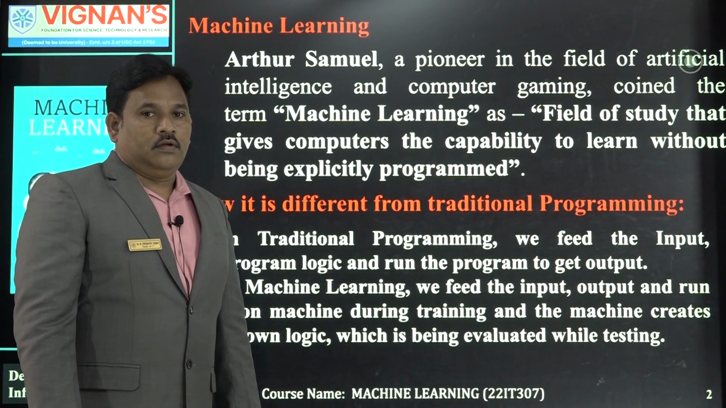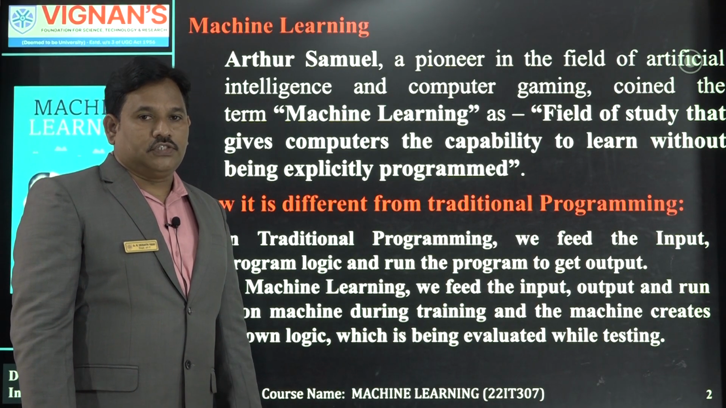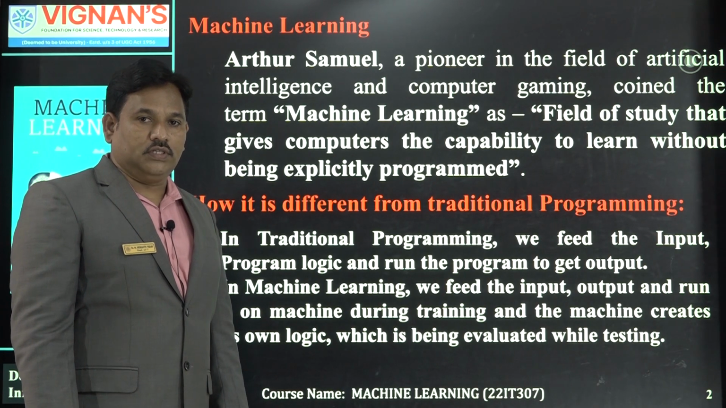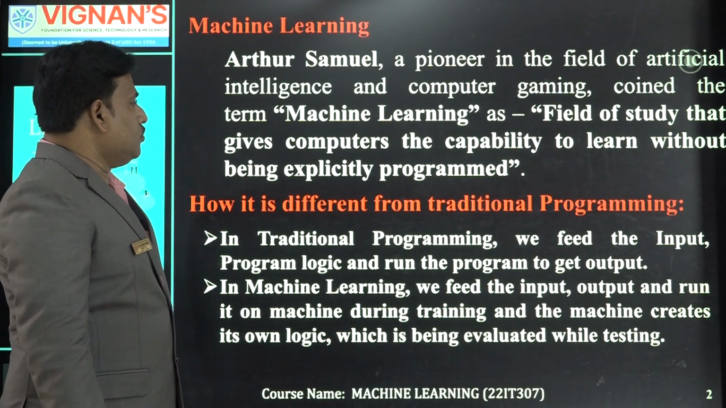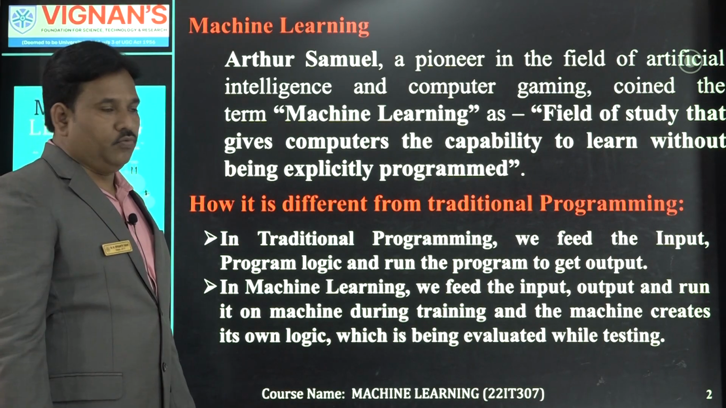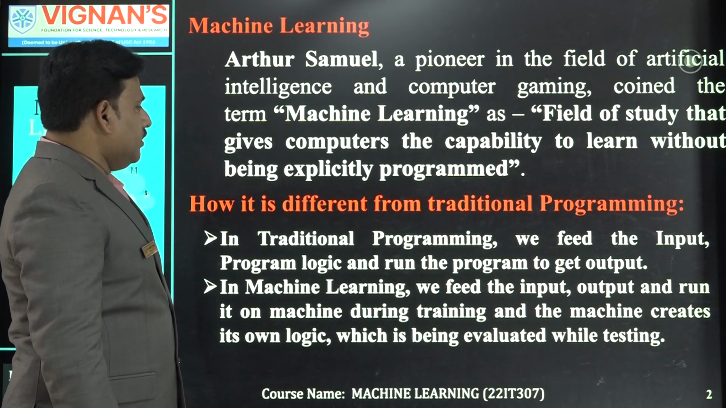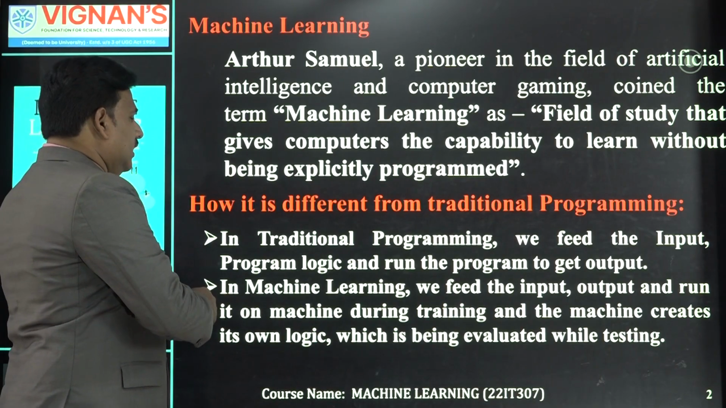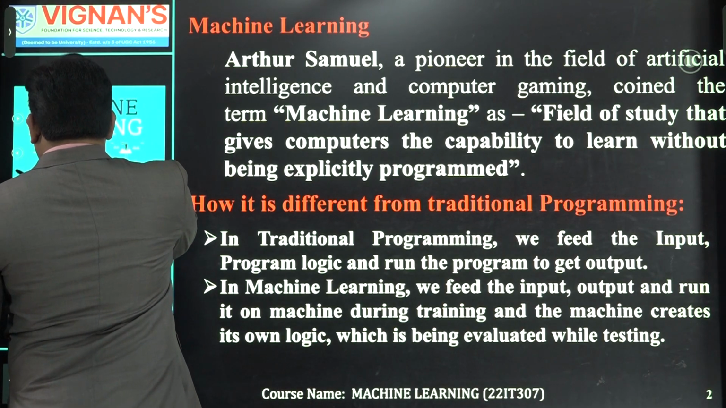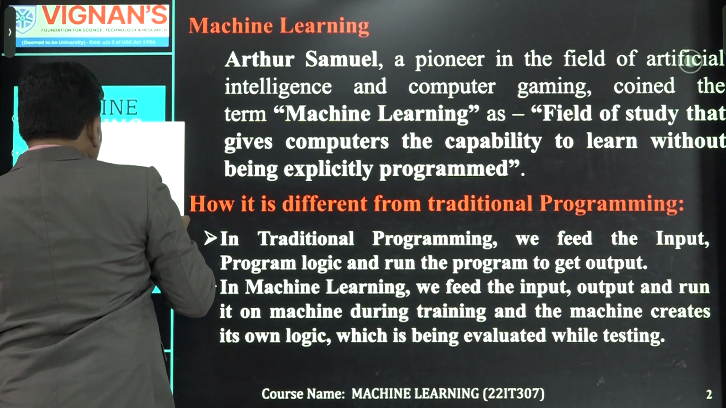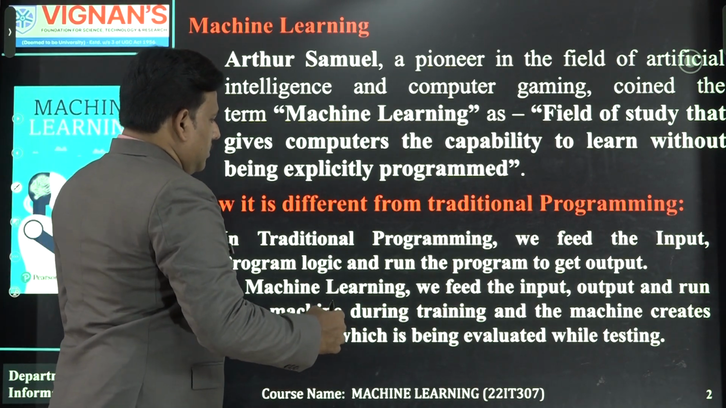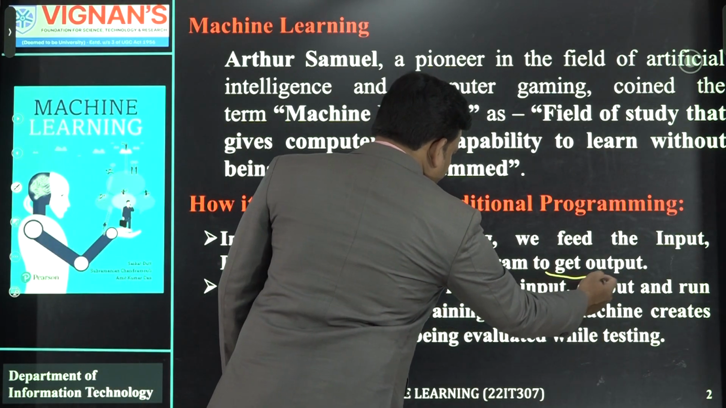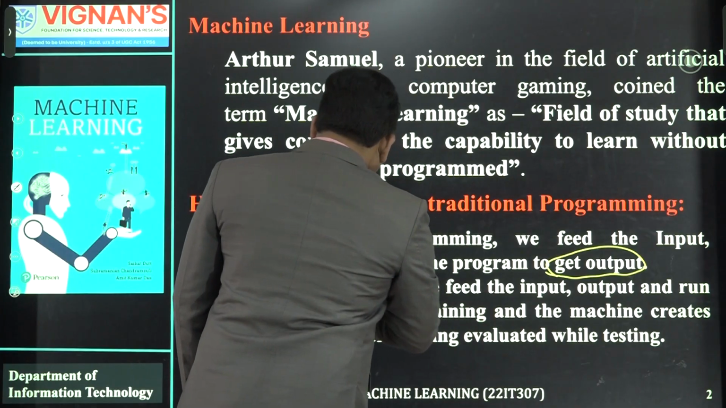That means, not like a traditional programming environment, machine learning will make the machines think and take decisions based on the experience and the input we provide. Now, how is it different from traditional programming? In traditional programming, we feed the input and program logic and run the program to get the output. In C programming, if you are trying to print arithmetic operations like the addition of two numbers, we need to give the input and we will get the output.